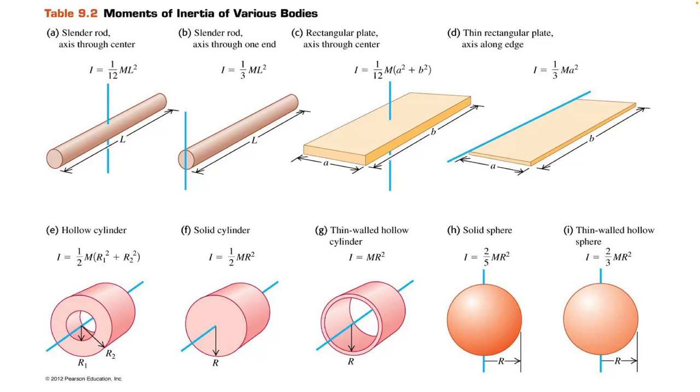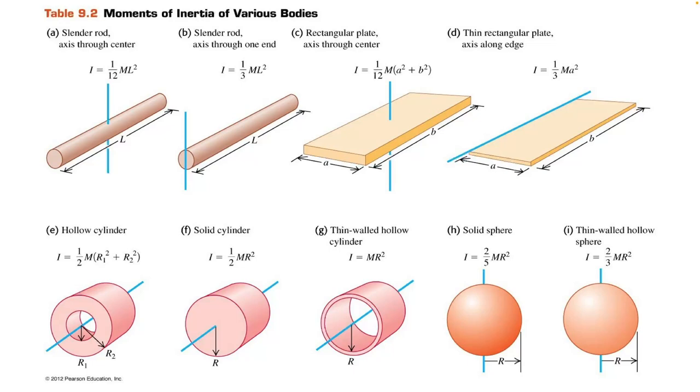Can't use H, why can't we use H? It's not solid, right? There's air inside of this ball. As a matter of fact, all of the mass is concentrated in a thin rubber lining around the outside. So which one am I going to use? I'm going to use I, right?